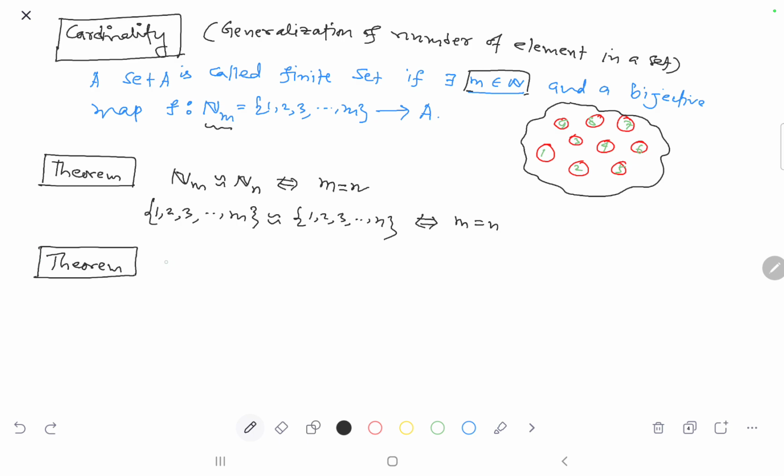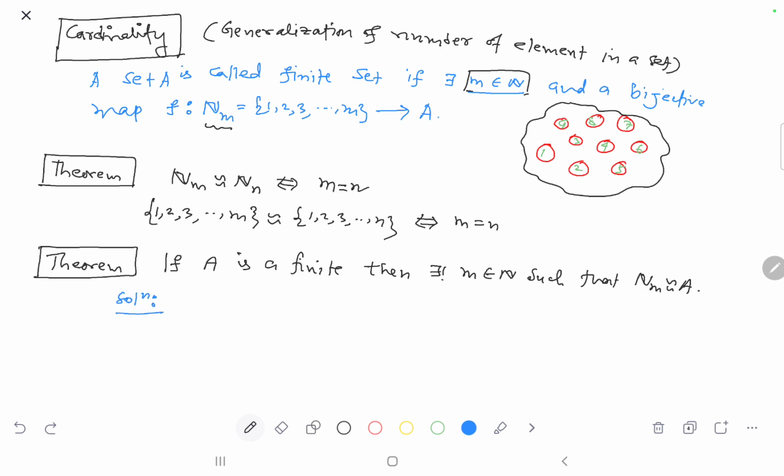This we can prove. If A is a finite set, then there exists a unique natural number m such that N_m is equipotent with the set A. So this unique m we call the number of elements of A. So the solution, how do you do this?